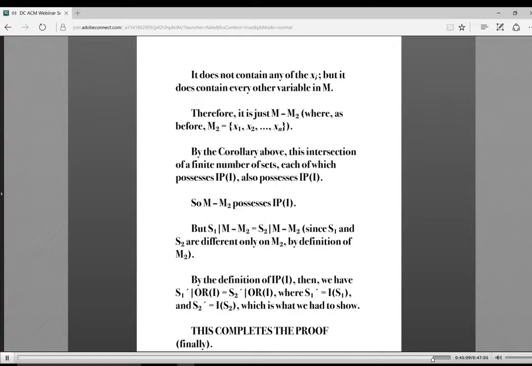But S1 restricted to M minus M2 equals S2 restricted to M minus M2, since S1 and S2 are different only on M2 by definition of M2. By the definition of IP of I, then, we have S1 prime restricted to the output region equals S2 prime restricted to the output region, where S1 prime and S2 prime are defined as above, and that's what we had to show. And this completes the proof, finally.